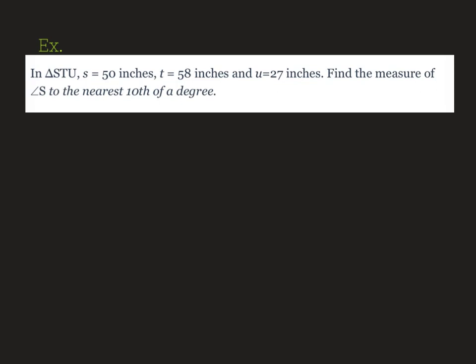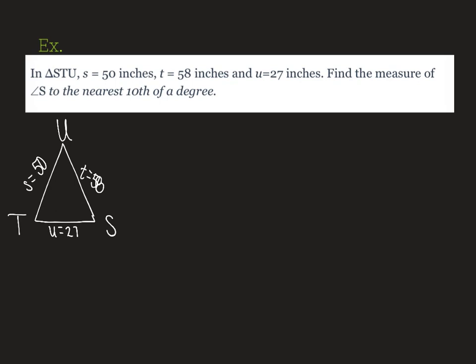All right, so in this example, they're telling us that we have triangle STU, so we can actually just draw that. Remember, these don't have to be right triangles. It could be any shape. So we have STU, doesn't matter where you start, so we'll start here. Okay, they're telling us about our side lengths. They're telling us side length S is 50 inches, so notice I put that across from angle S. They're telling us side length T is 58 inches. That's across from angle T. And they're telling us side length U is 27 inches.